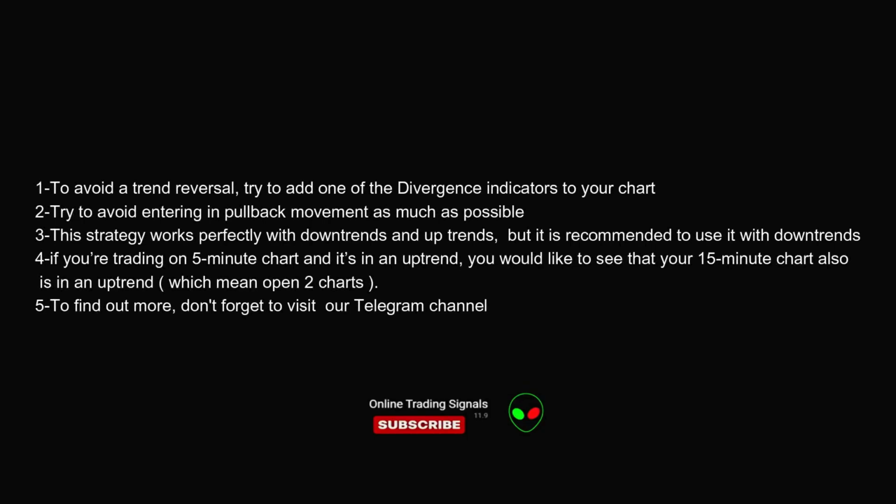And before we finish this video, please read the following tips. 1. To avoid a trend reversal, try to add one of the divergence indicators to your chart. 2. Try to avoid entering in pullback movement as much as possible. 3. This strategy works perfectly with downtrends and uptrends, but it is recommended to use it with downtrends. 4. If you're trading on a 5-minute chart and it's in an uptrend, you would like to see that your 15-minute chart also is in an uptrend.